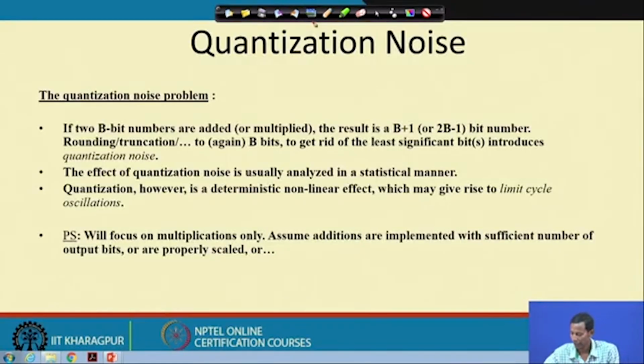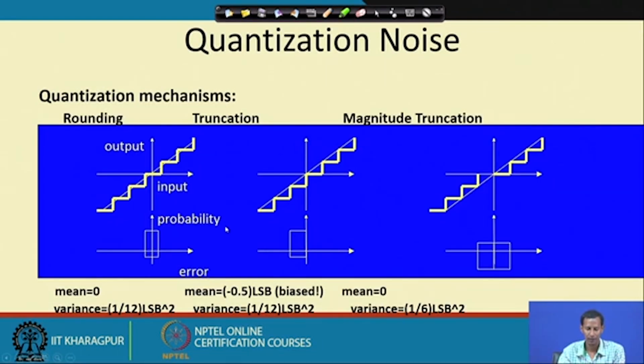Now, this quantization may have a deterministic nonlinear effect, which may give rise to limit cycle oscillation. Okay, so these are the facts.